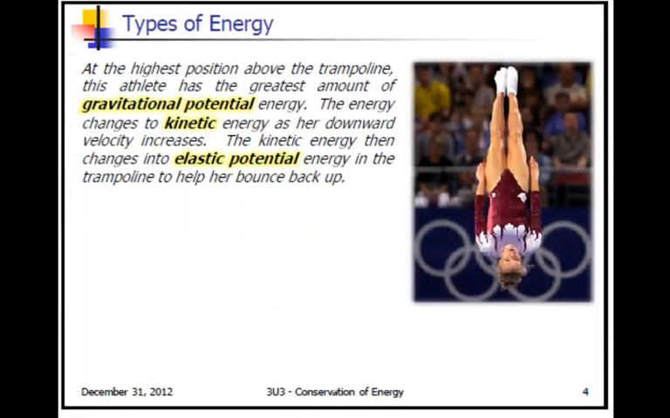We've talked about gravitational potential energy, and we've talked about kinetic energy. There's another type of mechanical energy, which would be elastic potential energy. A trampoline is an example of something that has elastic potential energy. You would also have something like a spring. If you have a spring that's compressed, it has elastic potential energy. A rubber band that is stretched has elastic potential energy as well.